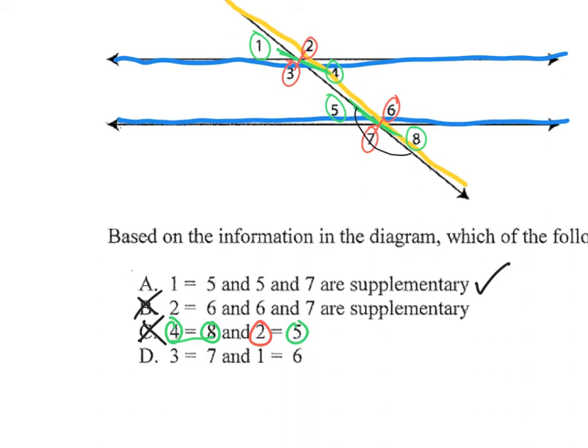On D, it says 3 and 7 are the same. Angle 3 is red. Meant to circle that in red. Angle 7 is red. Angle 1 is green. And angle 6 is red. So if that one didn't work out, it's supposed to be red. So D is also out. So our answer is definitely going to be A.